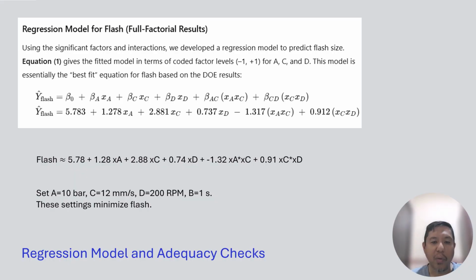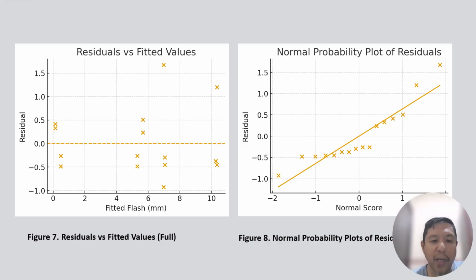All right, so based on this, we can have the settings as A to be 10 bar, C to be 12 millimeters per second, D at 200 RPM and B at 1 second. And these settings could produce a minimal flash. Okay, this is basically the regression model. Moving into the next one, this is just to show the residual versus fitted values, as well as the normal probability plot for the full factorial.